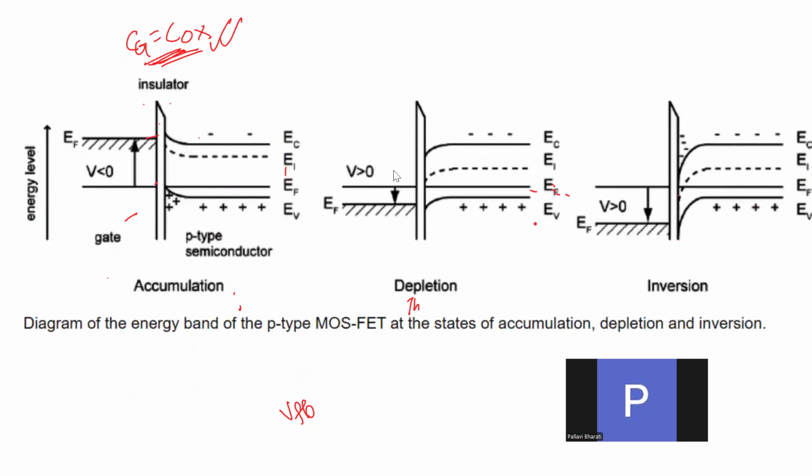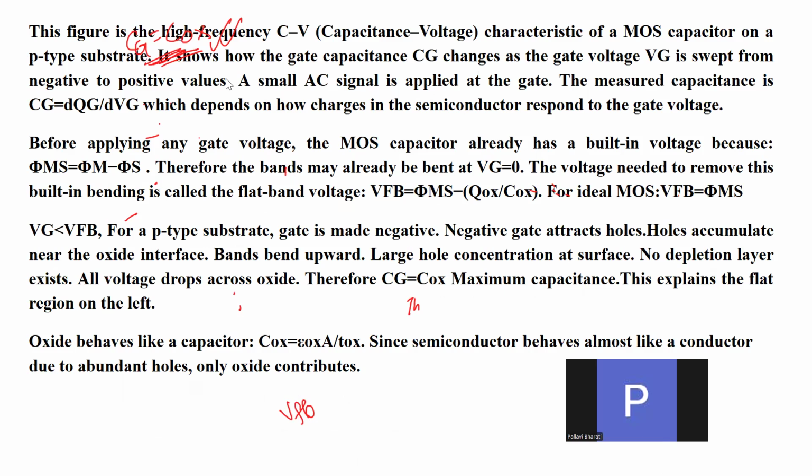Now let me explain with the help of this. This figure is the high frequency CV characteristics of the MOS capacitor on a P substrate. It shows how the gate capacitance changes as the gate voltage is swept from negative to positive. A small AC signal is applied, and basically you are applying a small voltage.